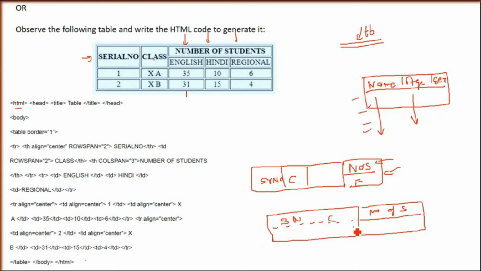So this is already finished. Start here, below number of students. English will come below, then Hindi will come after that, and regional will come after that. So this is how they will take normal row size and column size. Now, the top two rows have finished. Coming to the third row, where 1, 10A is written.